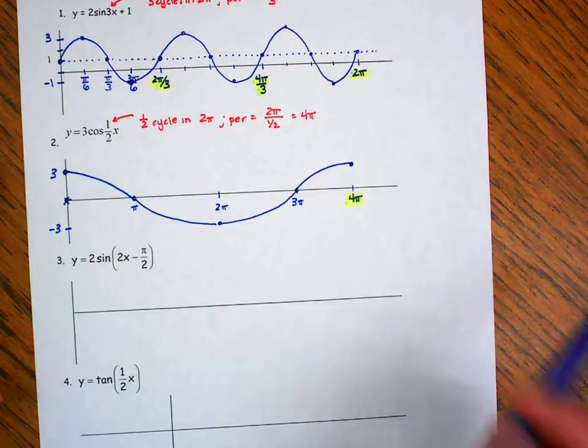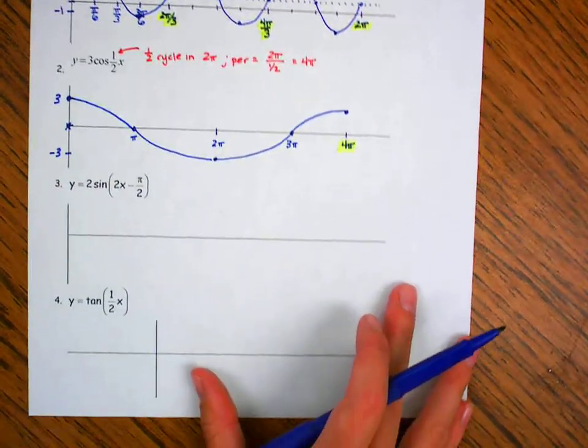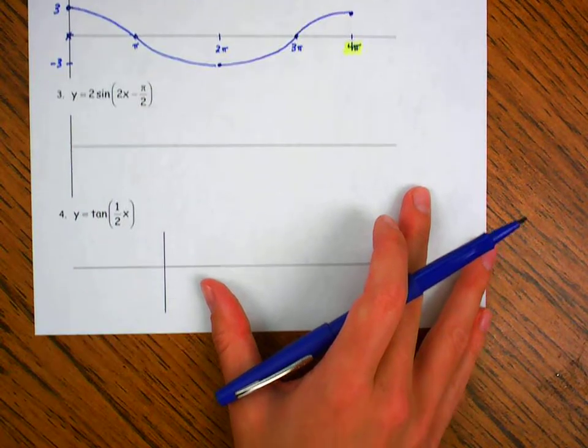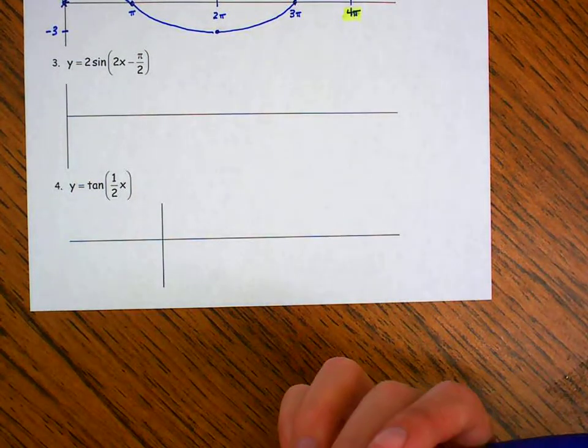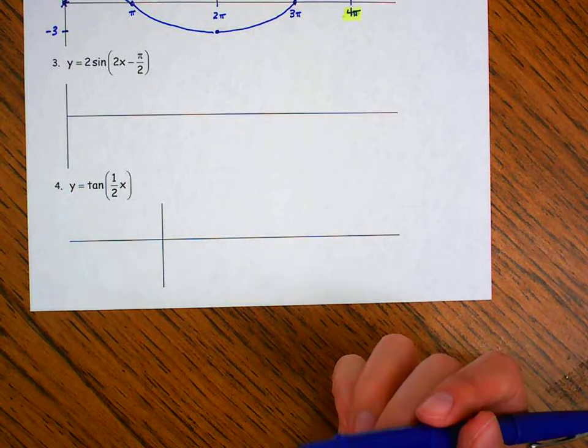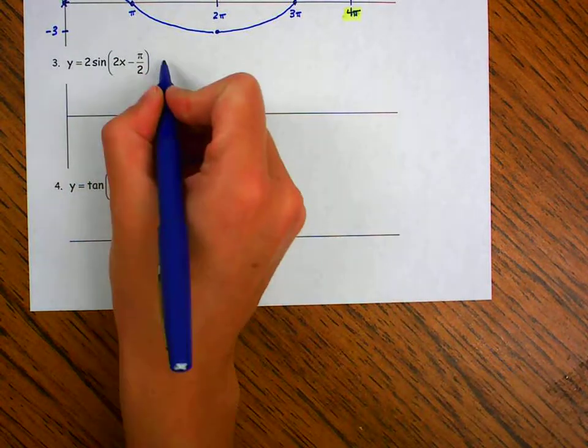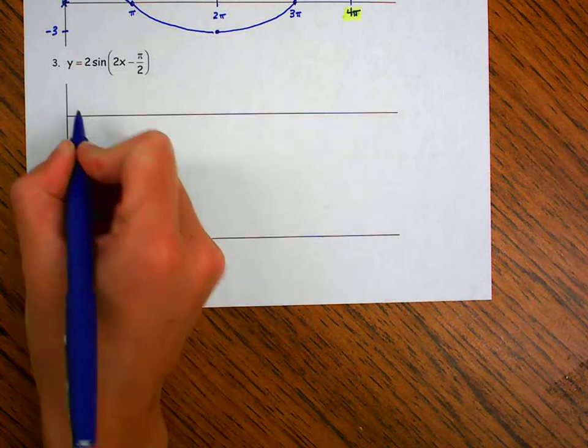Okay, let's do number 3. We're going to dab first. Remember, you can pause at any point, go back and watch something again. Number 3, I'm going to dab. There's no plus or minus after the parentheses, so I'm at 0.